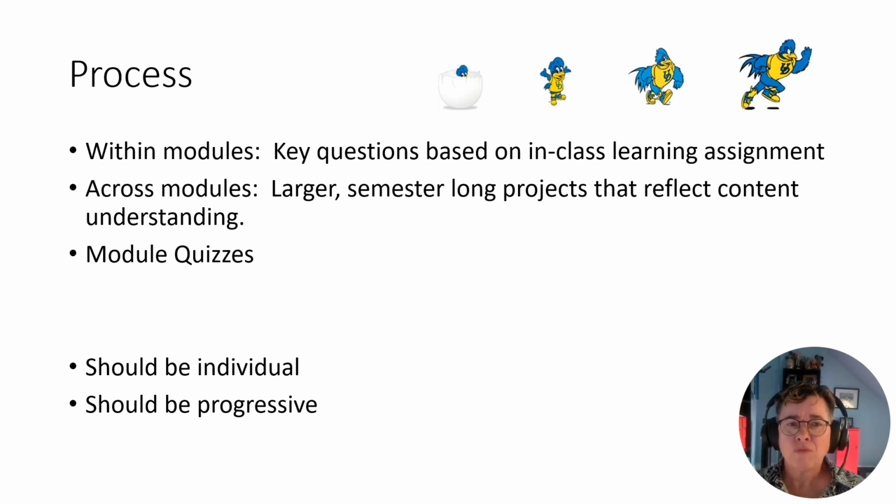Now, for this information, this process portion should be individual. So while they might work in groups in class, they're all going to turn in individual assignments that they work on by themselves. That's original work. And then finally, it should be progressive.